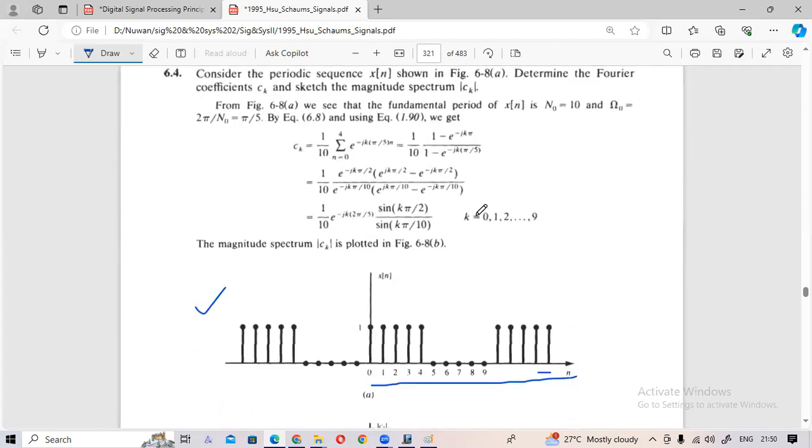And you can see that the compact form is derived here. Maybe it is hard to get this compact form. To get this compact form, you can use, actually I am using the Taylor series. Using the Taylor series, you can get this.